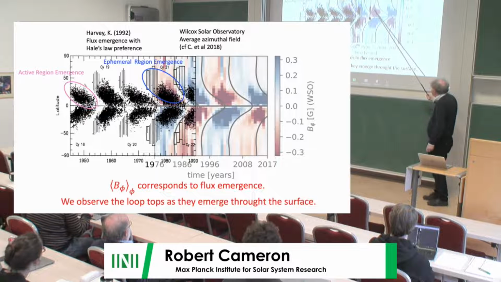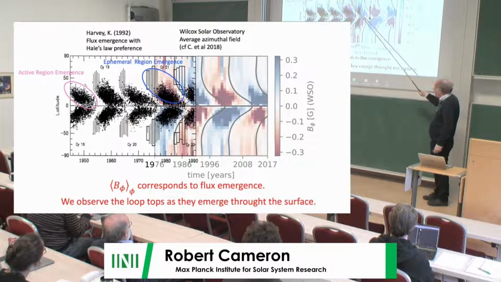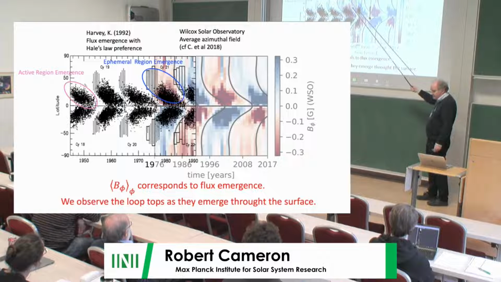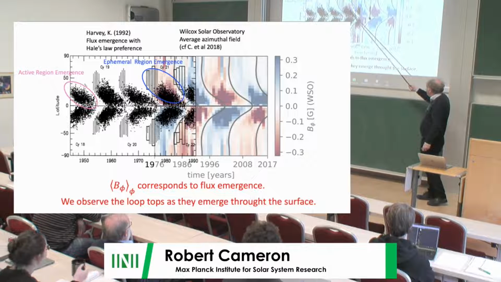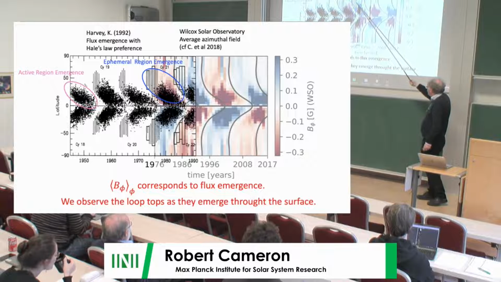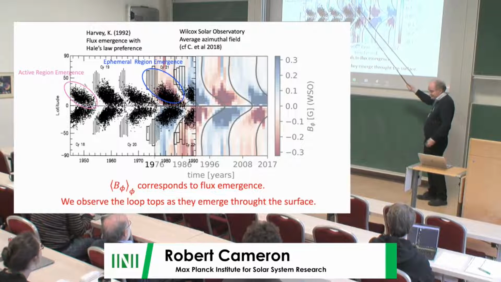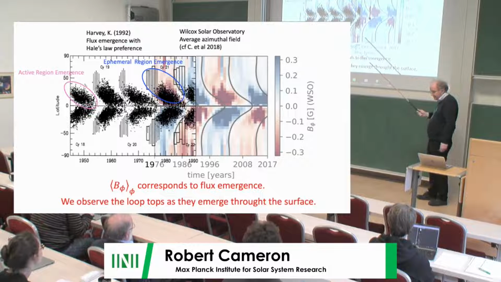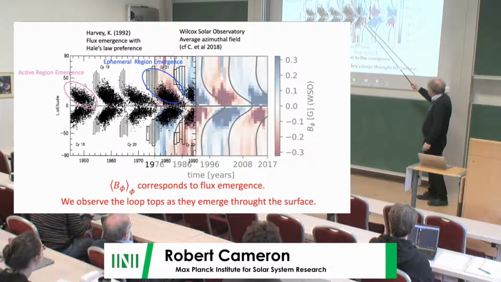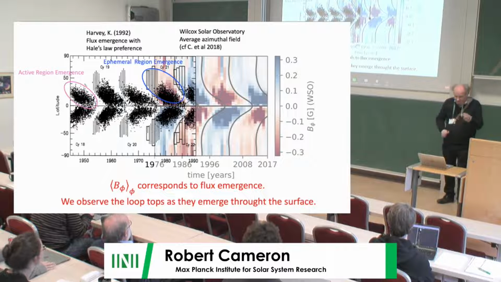And what this color is showing us, what the toroidal field at the surface is showing us, is where the flux emergence is occurring, regardless of whether it's occurring in the form of spots or in the form of the ephemeral regions. It's weaker when there are only ephemeral regions, just because less flux is coming up. And both of these contribute to the solar dynamo.